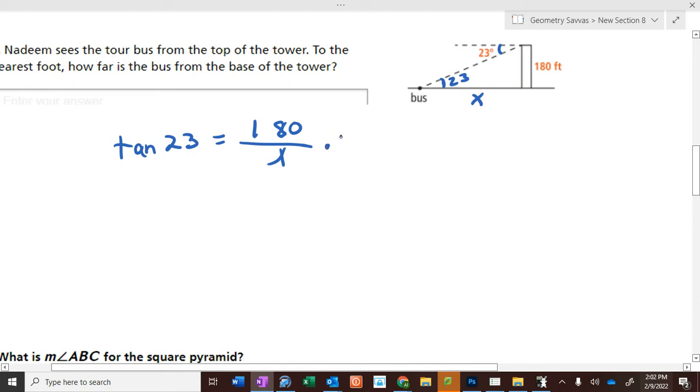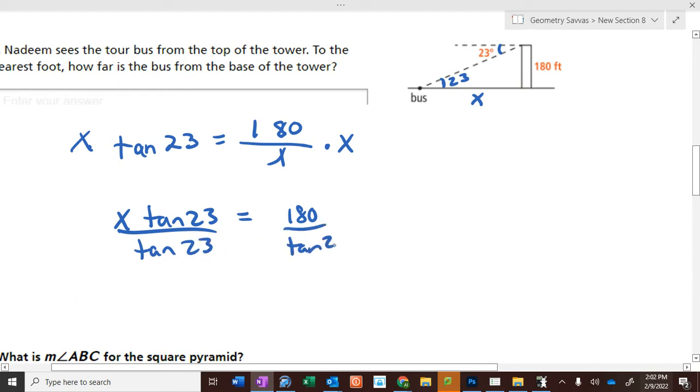First thing you have to multiply by x. So x tangent of 23 equals 180. And then divide by the tangent of 23, so x equals, what's 180 divided by the tangent of 23? 424. I thought you said 124, and I'd say, nope, you definitely got that wrong. But 424 sounds good to me.